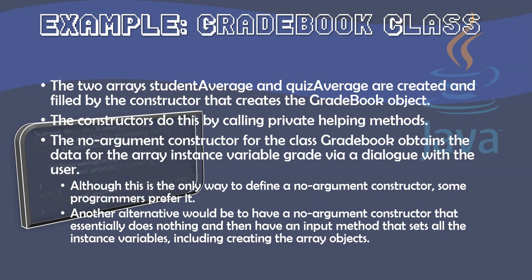The no-argument constructor for the class Gradebook obtains the data for the array instance variable grade via dialog with the user. And although this is the only way to define the no-argument constructor in this example, some programmers would actually prefer this way because you have that control. Another alternative would be to have a no-argument constructor that essentially does nothing. Right? When you call it, it just exists, so the program is happy, and then have an input method that might be called, for example, that would then set the instance variables, including creating all the corresponding array objects.